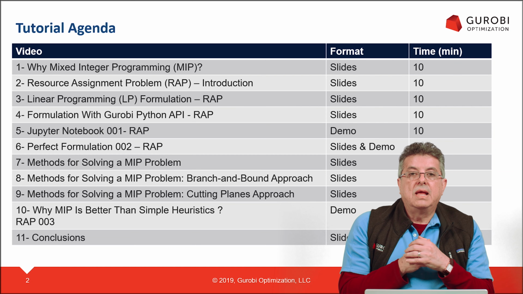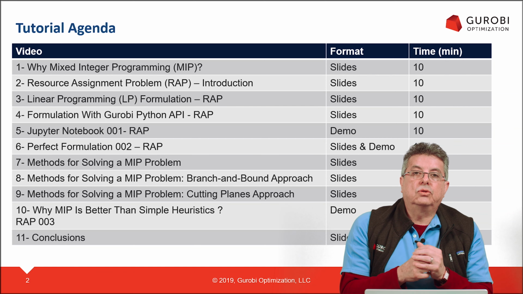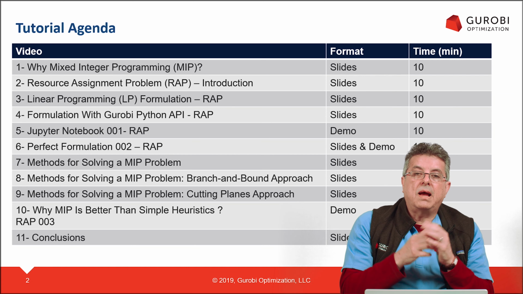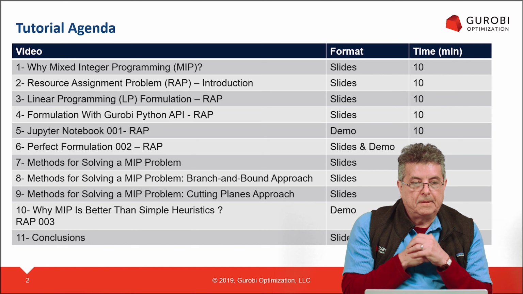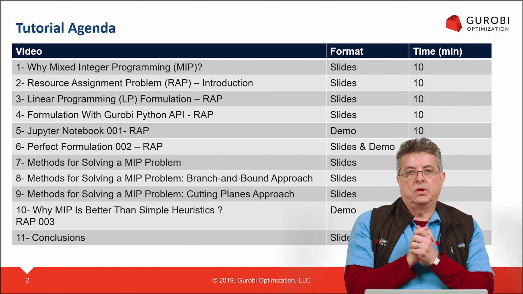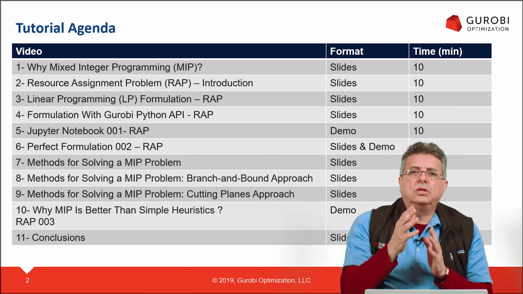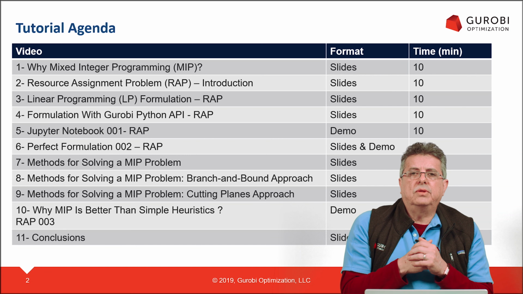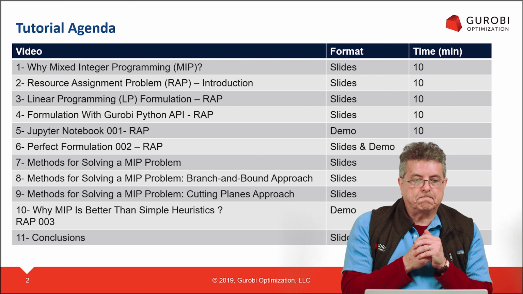And then in the fourth video, what we are going to do is to take this linear programming formulation of the RAP problem and then use the Gurobi Python API to formulate the problem and also solve the problem using the Gurobi Optimizer. In the fifth video, what we are going to do is to give you a demo using a Jupyter Notebook about the implementation of the RAP problem using the Gurobi Python API.